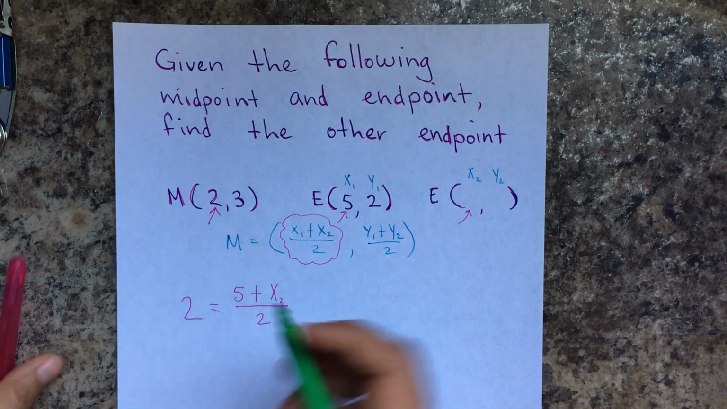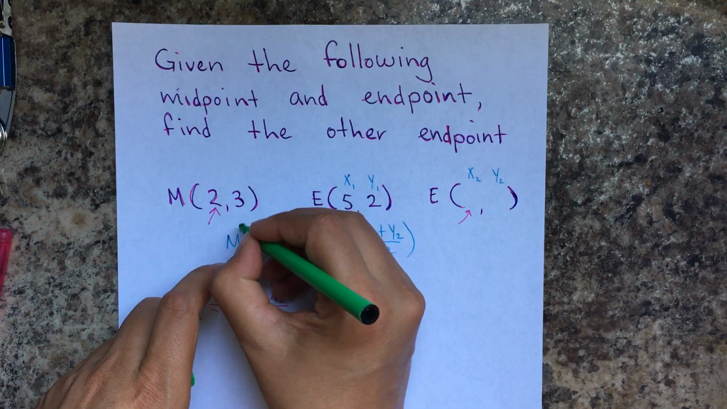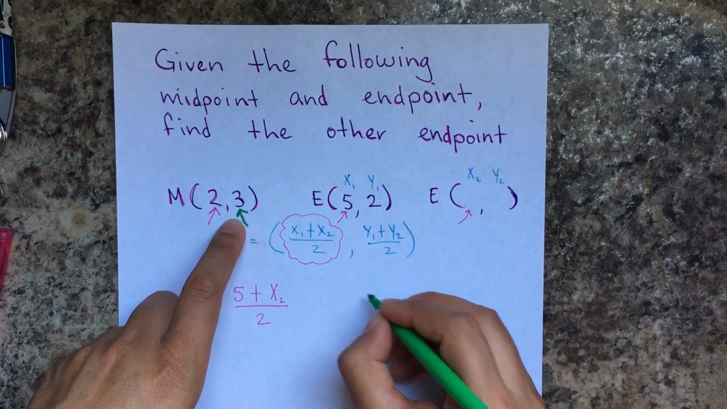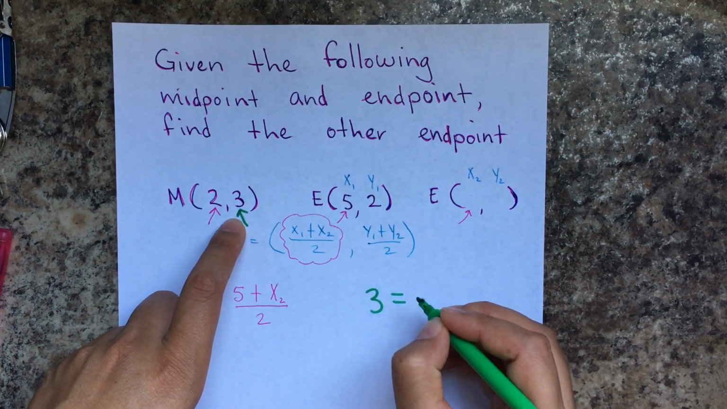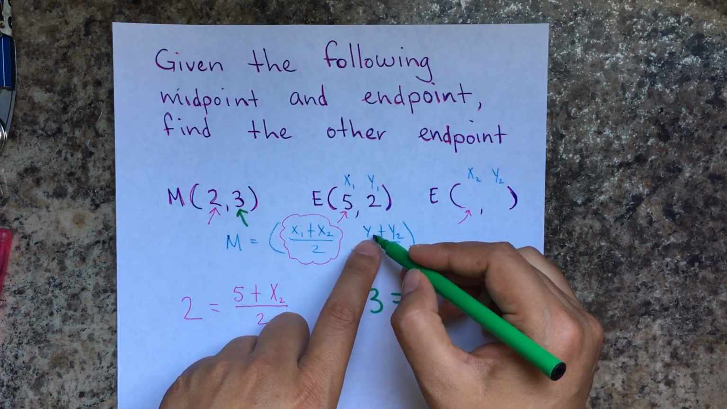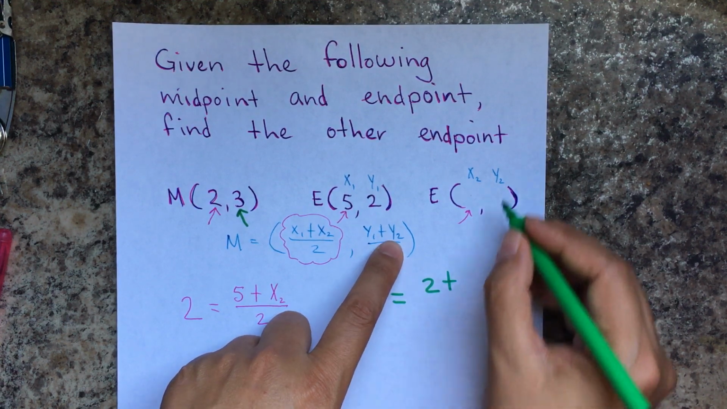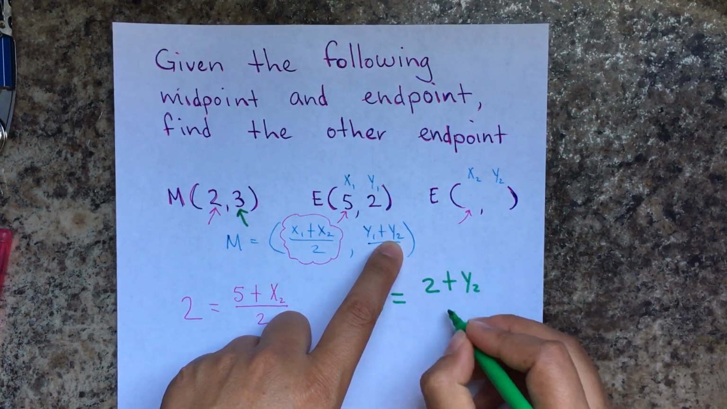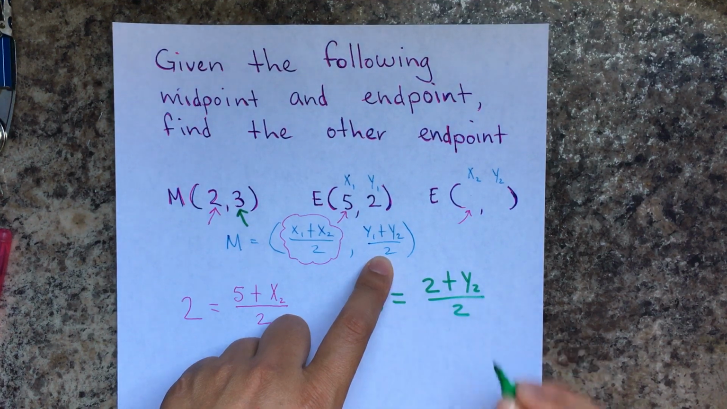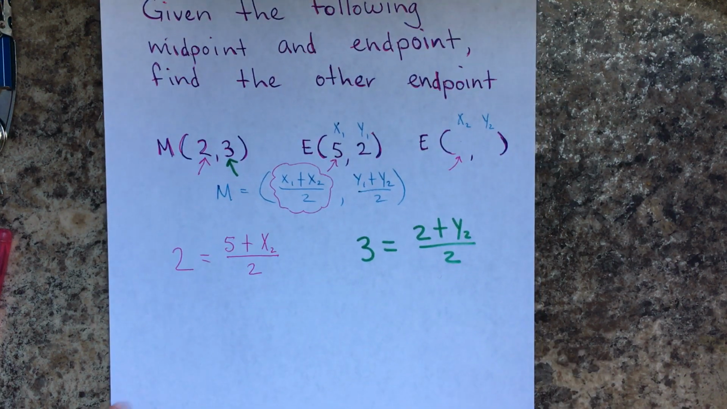Now, for the y, this part, that means that this is the answer, equals, okay, the 3 came from y1, which is 2, plus y2, which we don't have, and then divide by 2. Okay, so now I'm going to go ahead and solve that.